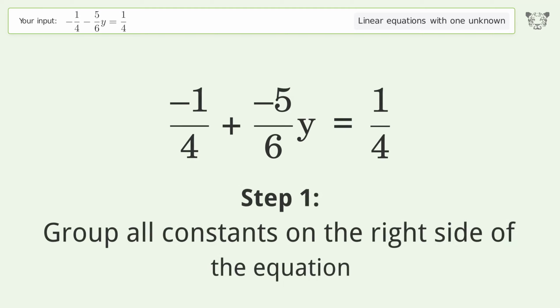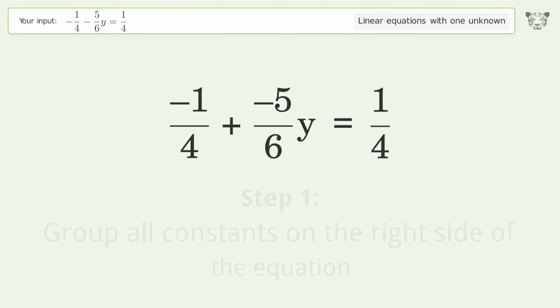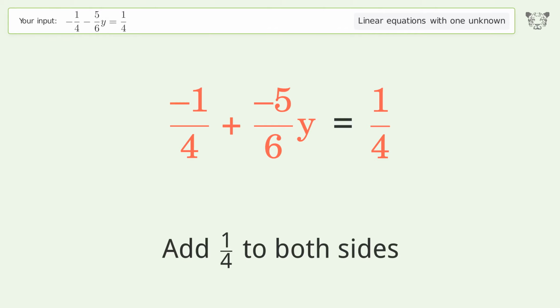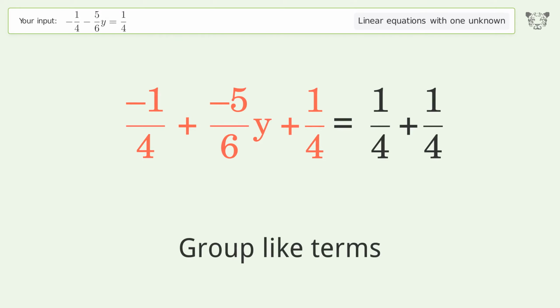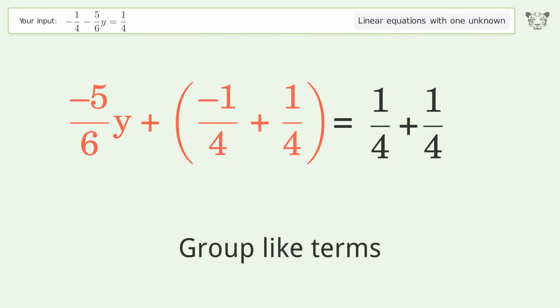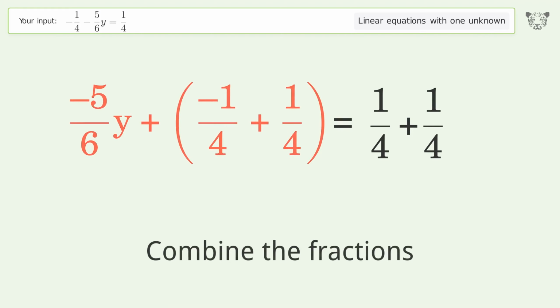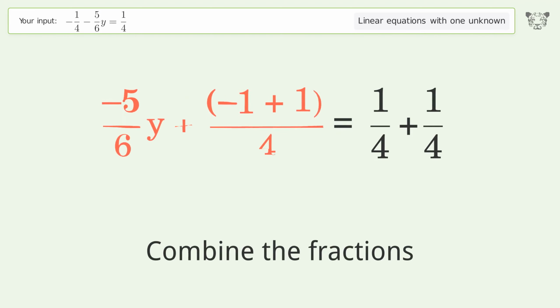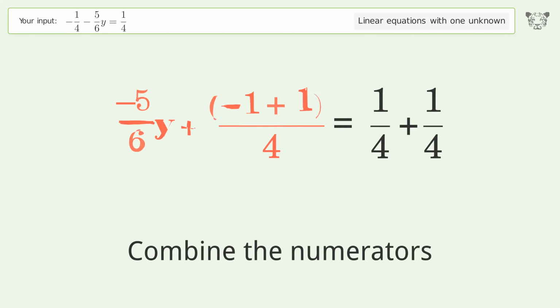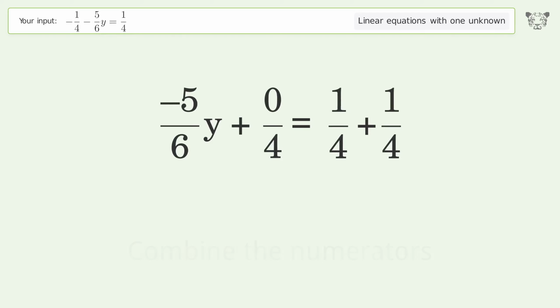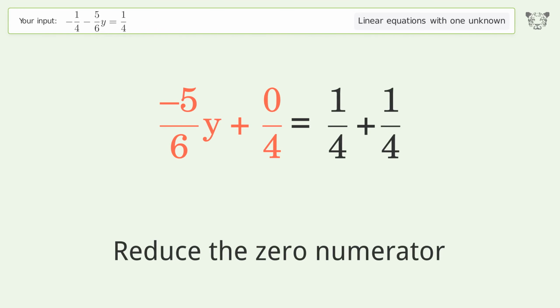Group all constants on the right side of the equation. Add 1/4 to both sides. Group like terms. Combine the fractions. Combine the numerators. Reduce the zero numerator.